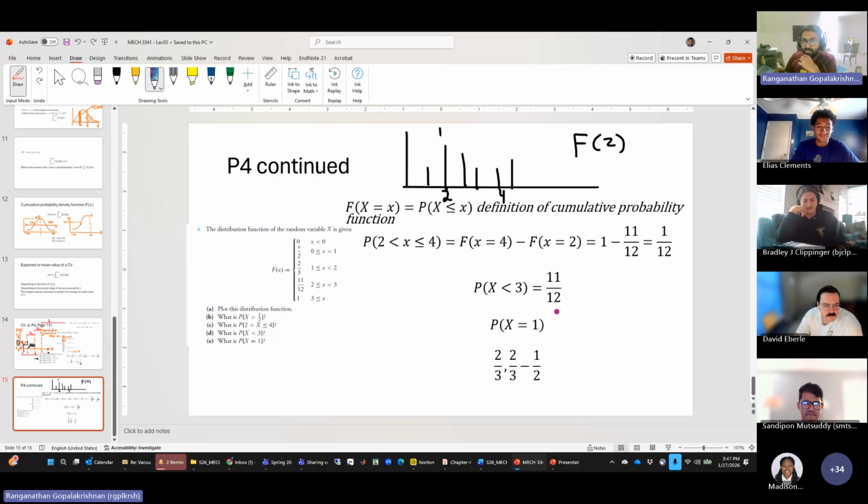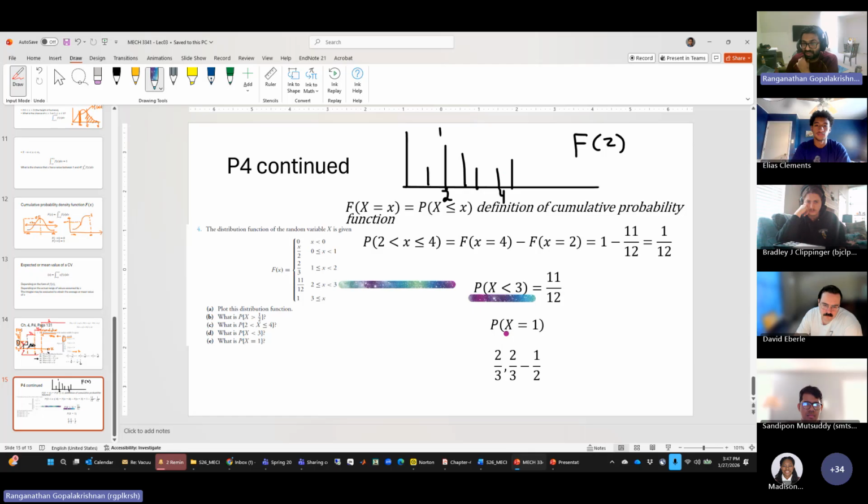By the same logic, if I want to know what's the probability that x is less than 3, I have to look at this function and see where the probability reaches 3, which is here 1. But if you are not including 3 itself, it is 11 by 12, which is what we got here.